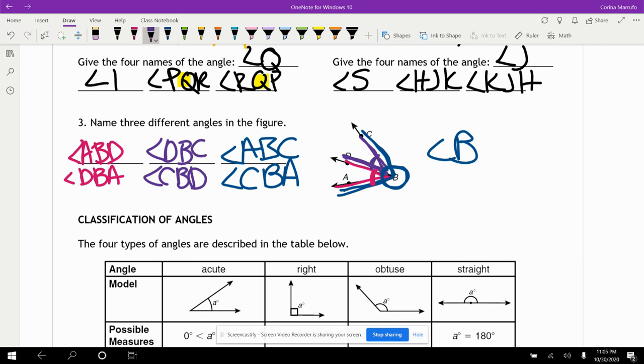Are you talking about this little section right here? Or are you talking about the whole thing? So that's when you have to use the 3 letters.